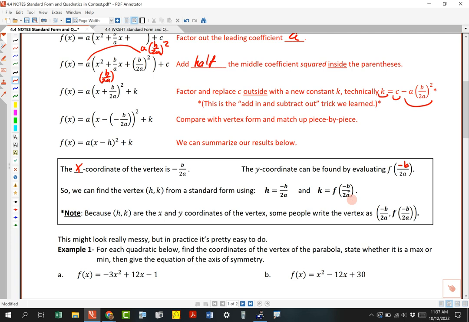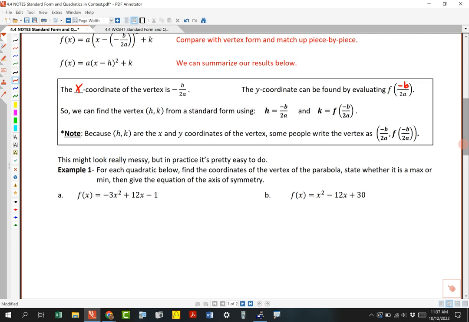So all this means right here, this looks nasty. This part, ugly enough. The k part, that looks really ugly. All that means is take the x value of the vertex and plug it into the function. Okay? So what we've got here is a little formula that if you're given a quadratic function in standard form, you can figure out the vertex just by doing this. Take negative b divided by 2a, that's going to be the x-coordinate of the vertex, and then take that and plug it into the function, and that'll give you the y-coordinate of the vertex.